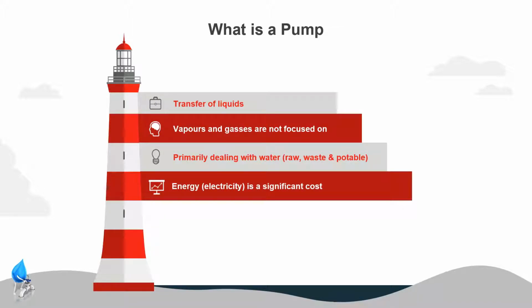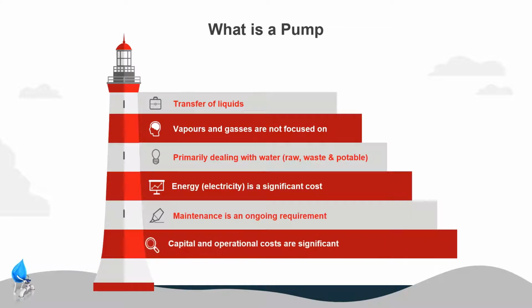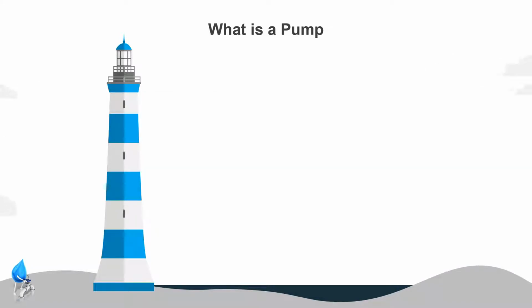Energy, electricity, is a significant cost, and we delve into it in quite a bit of detail on how it affects the system. Maintenance is an ongoing requirement and something that we have to take into account in design and during operation and maintenance activities. And capital and operational costs are significant and need to be evaluated at an early stage.